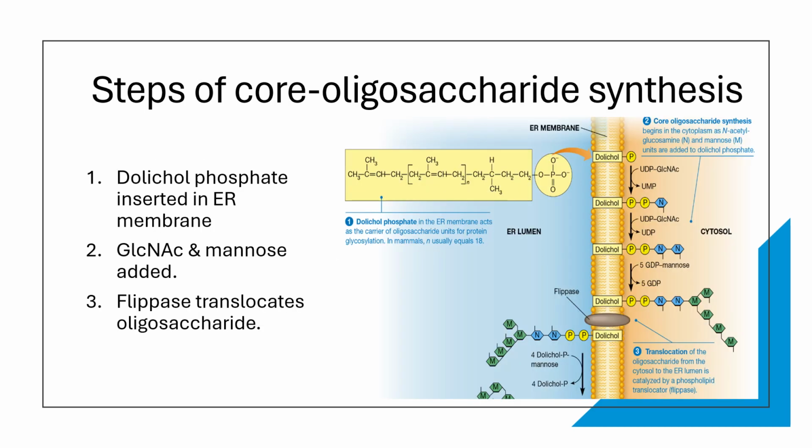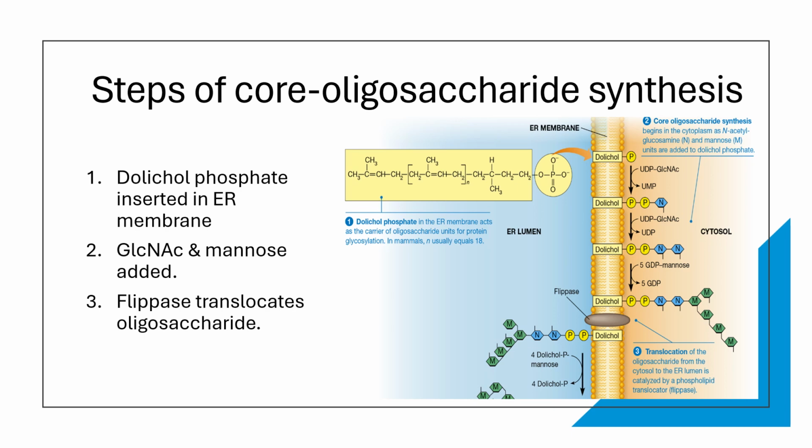So now I'm just going to go ahead and walk you through the steps of how a core oligosaccharide is synthesized. This is taken from our textbook, figure 12.6. And basically what happens is that dolichol phosphate is first inserted into the endoplasmic reticulum membrane. From here, you can see on the figure that it's inside of the cytosol now.